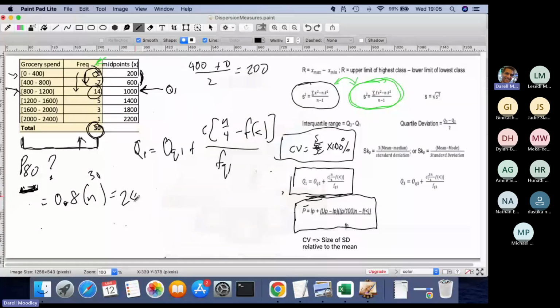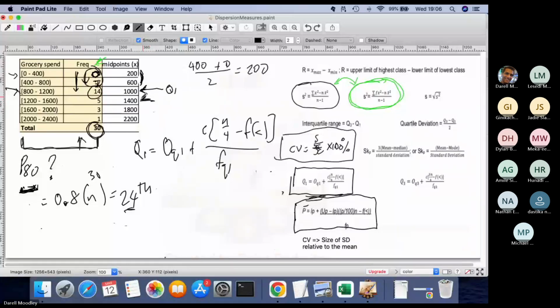Then we start going down the frequency column to see where that person would lie. The first frequency is 0, so he definitely can't be there. The next frequency is 7, can't be there because we're still under 24. When we get to the third interval, we're on 21 people because 0 plus 7 plus 14 is 21, so it's still not there. It has to be the next one, because when you get to here, there's 26 people.